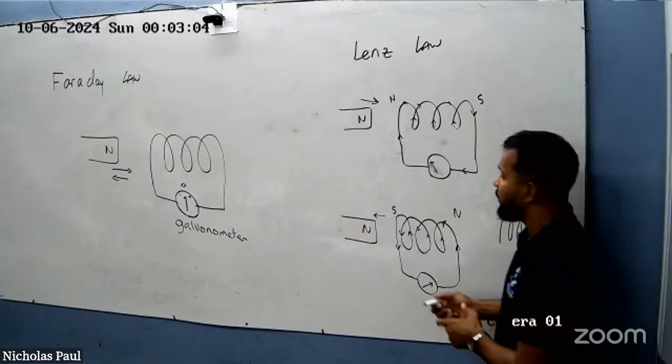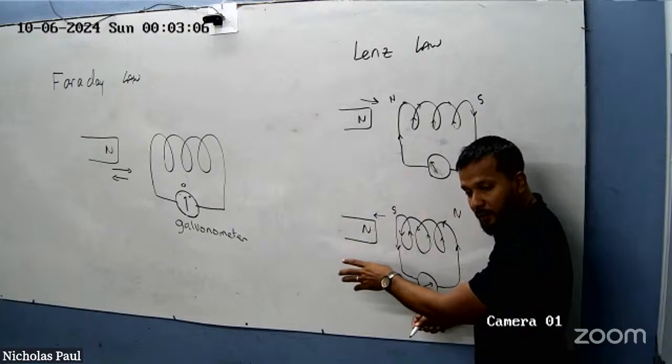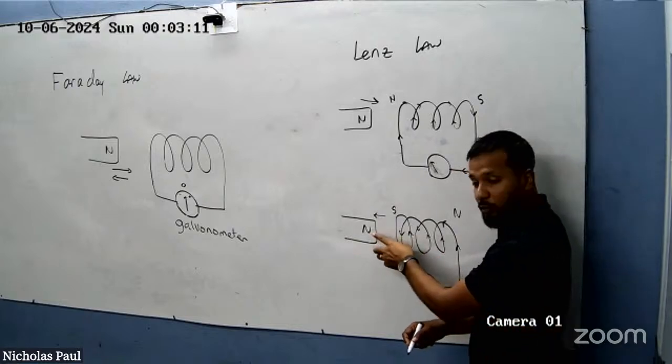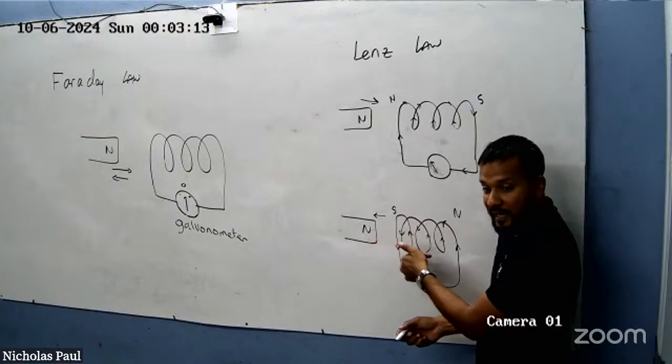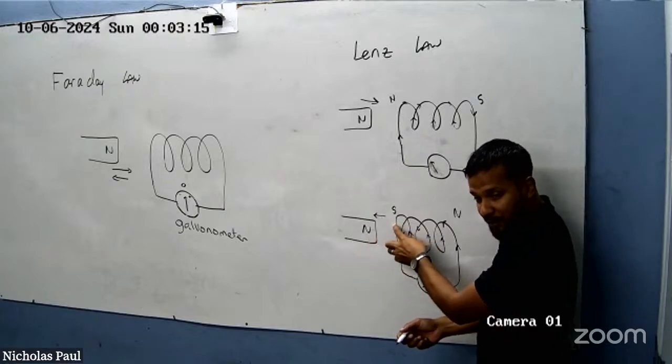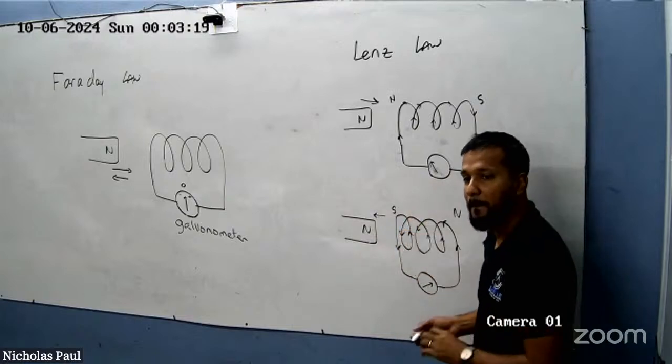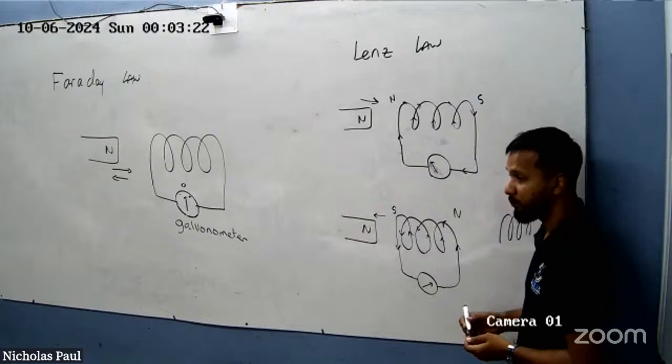Oh, so the magnet is going out, right? Based on Lenz's law, it wants to oppose the motion. So if the magnet is going out, what's the opposite of out? In. So what pole has to happen here for this to come back in? Are you okay with that?